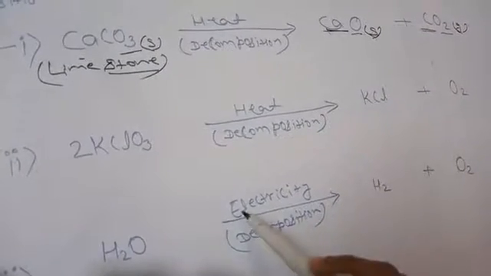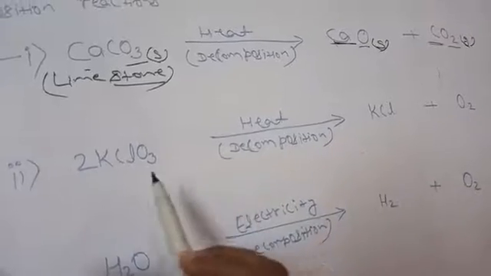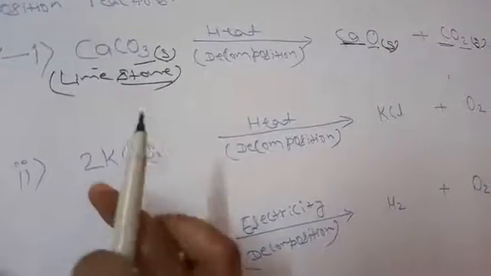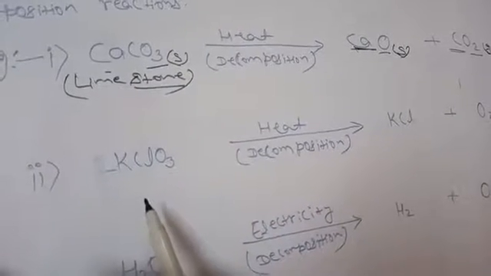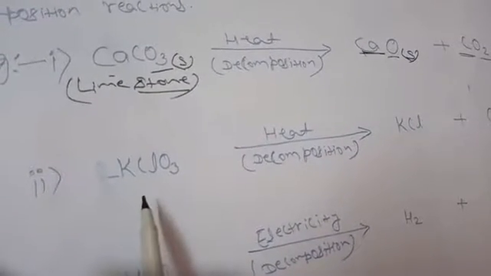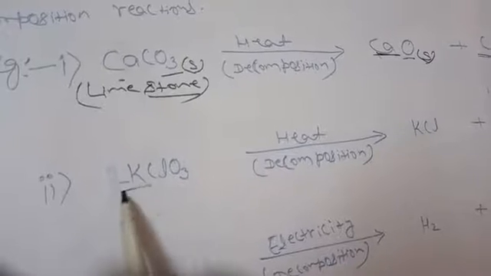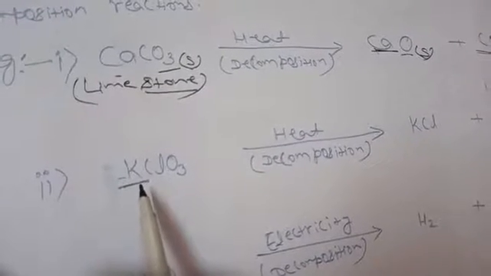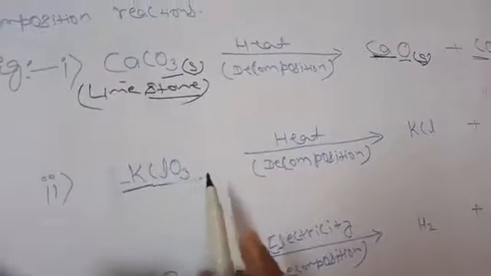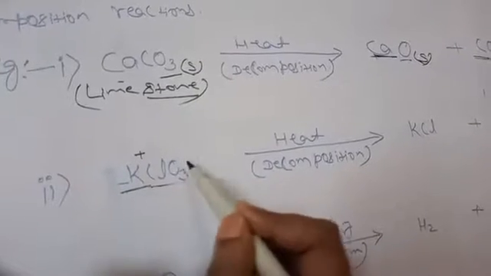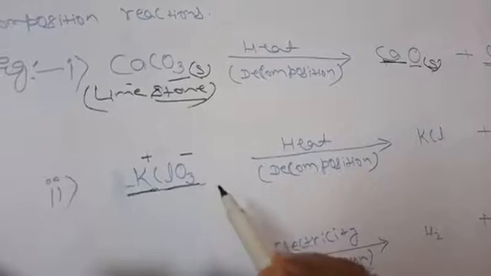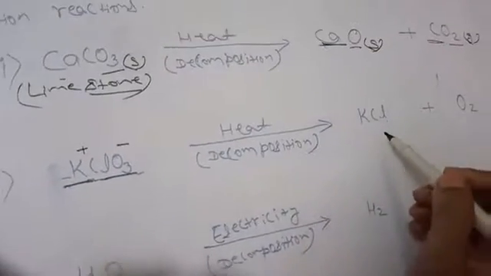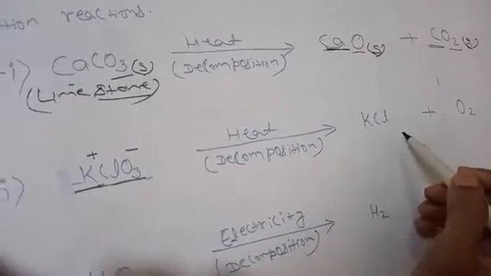In the last reaction we used electricity. In this reaction, I have already balanced it, but here in front of you I will balance the equation. This compound is potassium chlorate. K is the symbol of potassium. KClO3 breaks into K plus and ClO3 minus. It is potassium chlorate, and the products you will get are potassium chloride and oxygen.